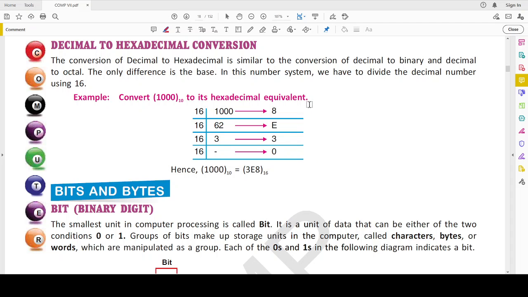So you will write the remainders in the reverse order, from down to up direction, to get the corresponding hexadecimal number. So 1000 in decimal is 3E8 in hexadecimal.